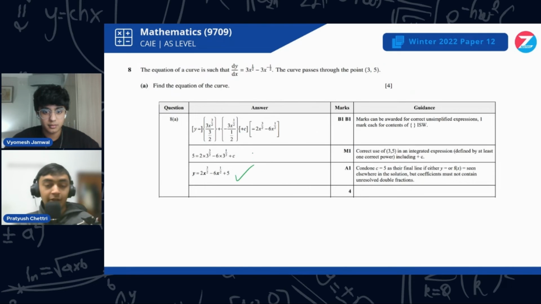Okay. 1 mark for integrating and 1 mark for simplifying. Actually, 1 mark just for integrating both parts correctly, 1 mark for each part, and a mark for getting c.